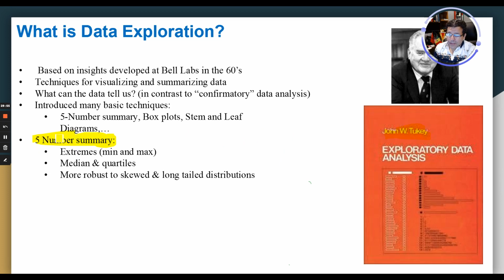So John Tukey discovered the 5 number summary. So what are these 5 numbers? It is the extremes, minimum, maximum, the median and quartiles, and of course the skewness and the distribution.